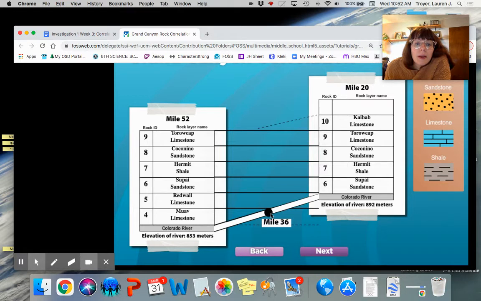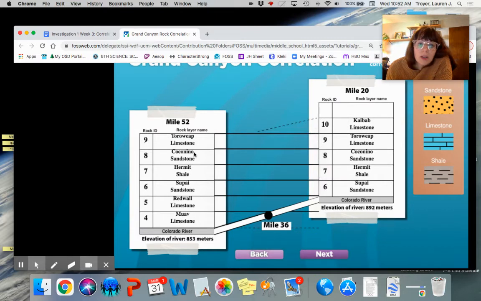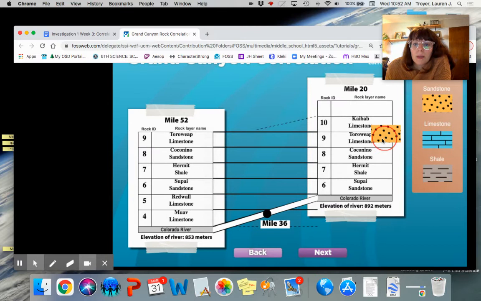And I guess about halfway would be considered mile 36. So you could float down this river on a little boat, and about halfway you'd get 36, and then you could keep floating and you'd hit mile 52. So now we can add the symbols for the types of rocks.